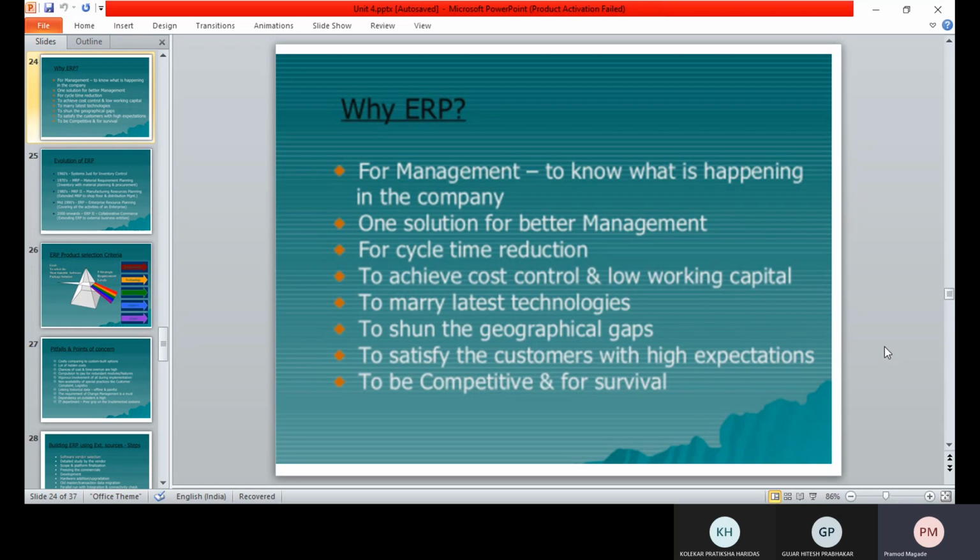And last, to be competitive for survival, of course, whichever technology is in use in recent days, we need to adopt. It is not like that till date or today also I am using AutoCAD. No, it's of no use. Now the era has changed, we must know UG, Unigraphics, Pro/E, CATIA, these are the software. Correct. So right now, if I am doing modeling by AutoCAD, it's of no use. So we must change with time. That's why then and only then can we survive in the competition. So you can write why ERP is required. 1, 2, 3, 4.